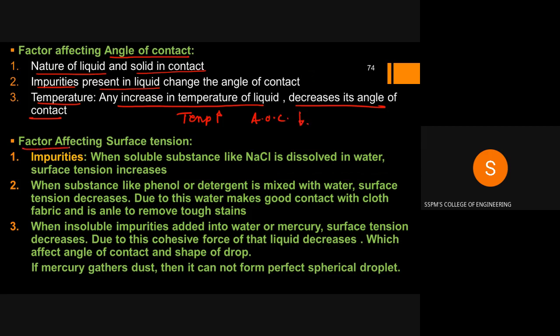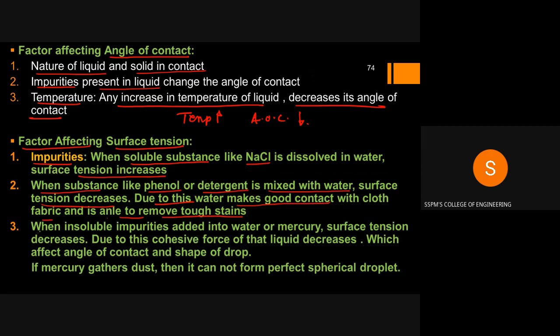Second are the factors affecting the surface tension. First one is impurity. When soluble substances like sodium chloride are dissolved in water, surface tension will increase. Second, when substances like phenol or detergent are mixed with water, surface tension will decrease. Due to this, water makes good contact with the cloth fabric and is able to remove the stain.